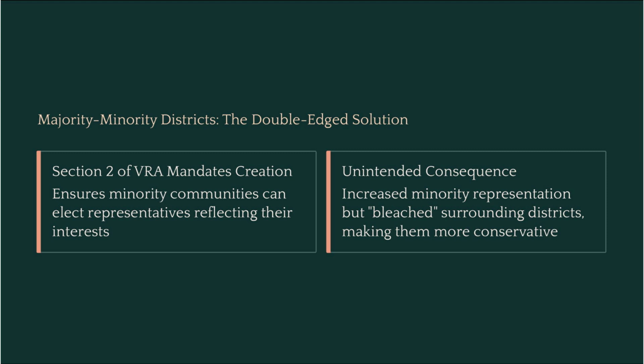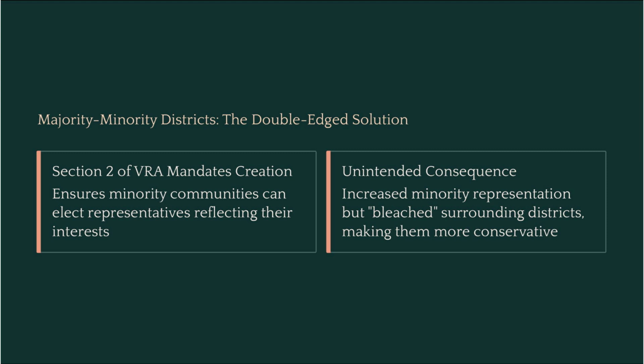To comply with the Voting Rights Act, states began creating majority-minority districts. Mandated by Section 2 of the VRA, these are districts drawn specifically to ensure minority communities can elect representatives of their choice. It guarantees representation in Congress. But there is a double-edged nature to this solution.